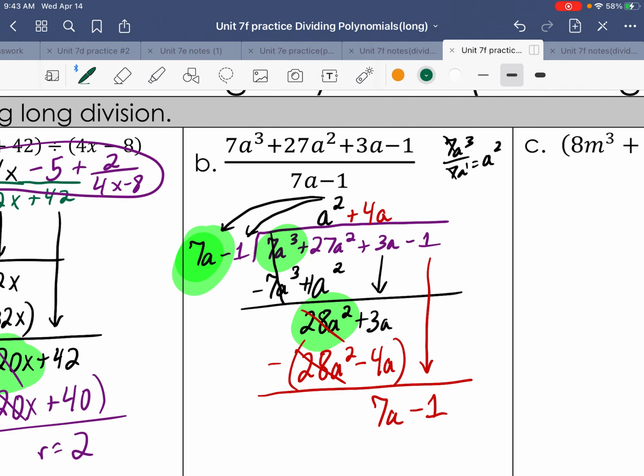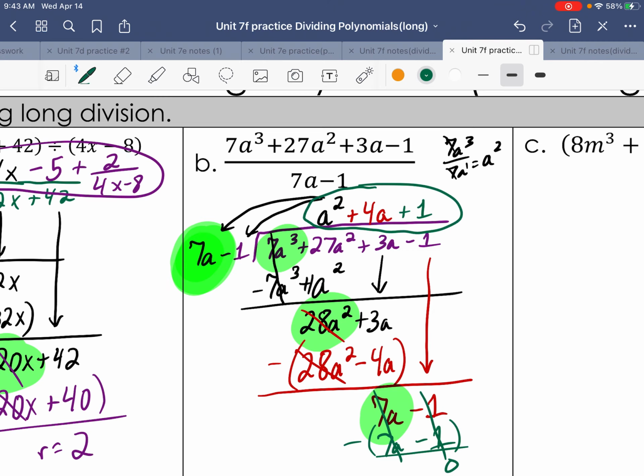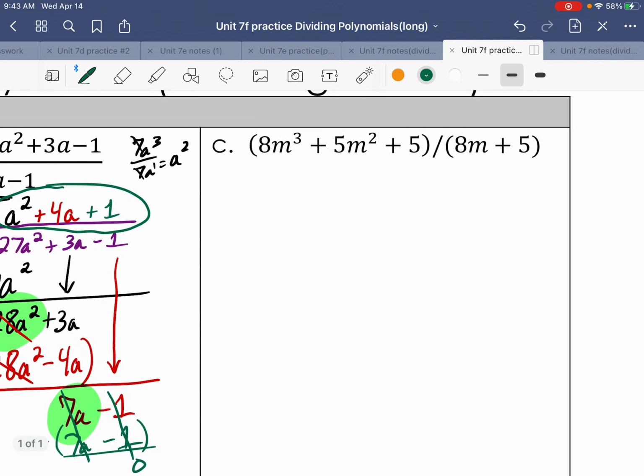And we have first term divided by first term, 7a divided by 7. That's 1. Sweet. 1 times 7a is 7a. 1 times negative 1 is negative 1. Oh my goodness, look at this. They're exactly the same. 7a minus 7a simplified. Negative 1 minus a negative 1, that's plus, so that simplifies. And we get 0, so it's a remainder of 0. So that means it divided evenly. So a squared plus 4a plus 1 is your final answer after you divide.